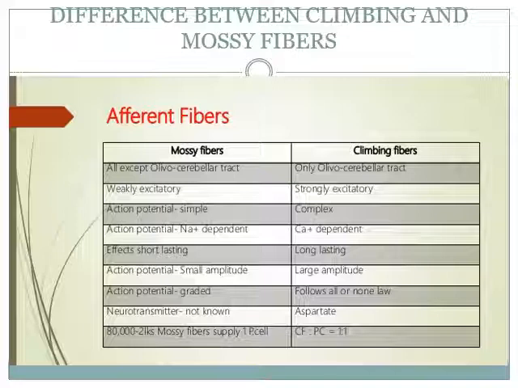The action potential, of course, is of small amplitude for mossy fibers, while for climbing fibers it is large amplitude and it lasts for a larger period of time. The mossy fiber action potential is graded, while the climbing fiber follows all or none. Either there would be an action potential, for example the rapid contraction of the muscle, or there would be no contraction. The neurotransmitter is usually not known, but glutamate is usually assumed to be the neurotransmitter for mossy fibers and aspartate for the climbing fibers. There are 80,000 to 2 lakh mossy fibers supplying 1 Purkinje cell, and the ratio for the climbing fibers and the Purkinje cells is usually 1:1, though it can be 1 climbing fiber for 8 to 10 Purkinje cells.